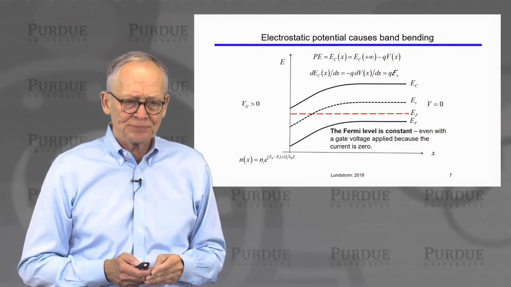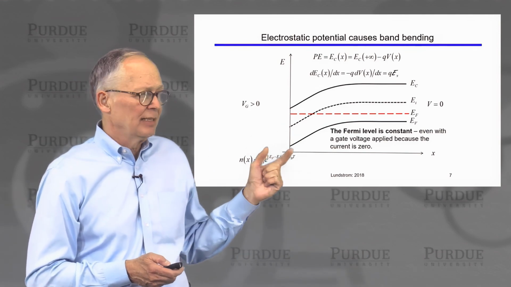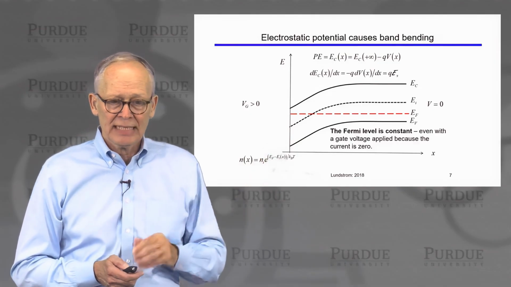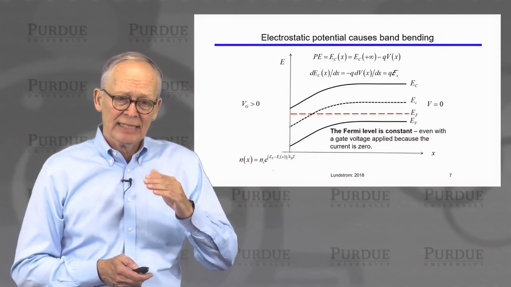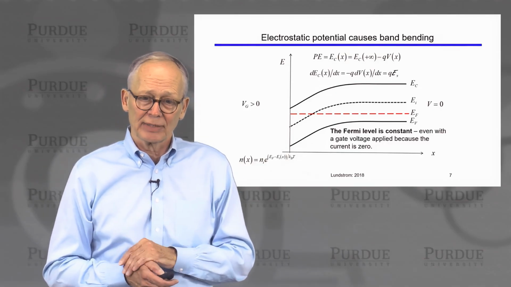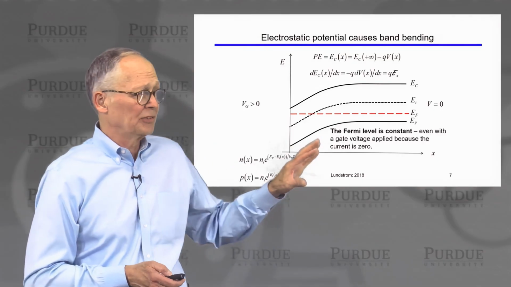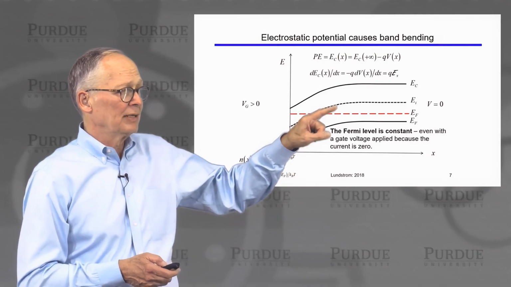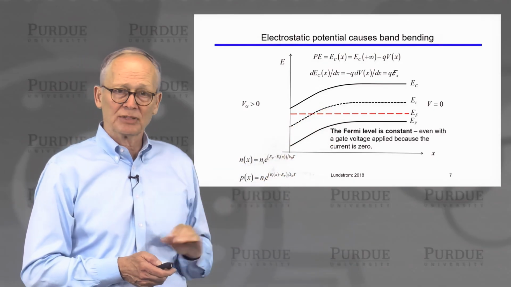Now, we also know that the electron density is related to the distance between the Fermi level and the intrinsic level. If the Fermi level is above the intrinsic level, we have a lot of electrons. If the Fermi level is below the intrinsic level, we have a lot of holes and fewer electrons. The hole concentration is related in the opposite way: the further below the intrinsic level the Fermi level is, the more holes that we have.